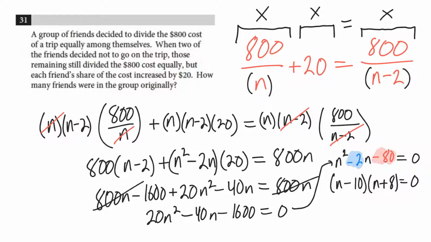Okay, excellent. So we have here that n for our first factor could equal 10, and for our second factor could equal -8. Well, we're talking about how many friends there were. Well, there weren't -8 friends. Therefore, we say that there were 10 friends to begin with.